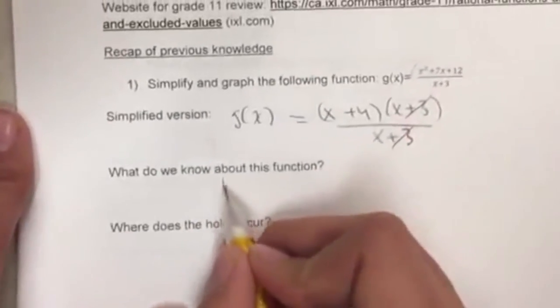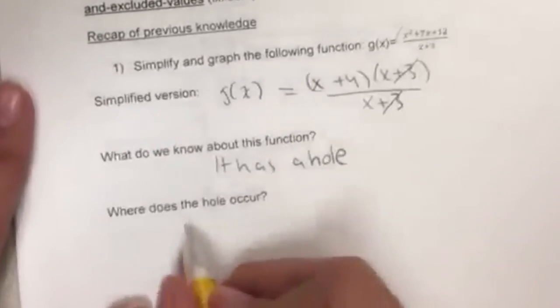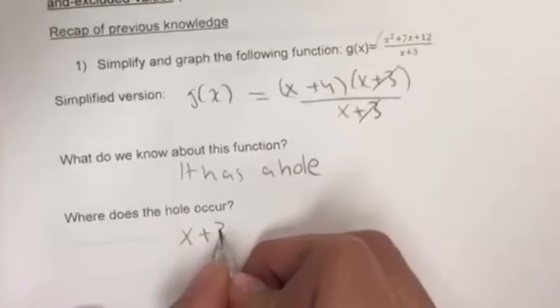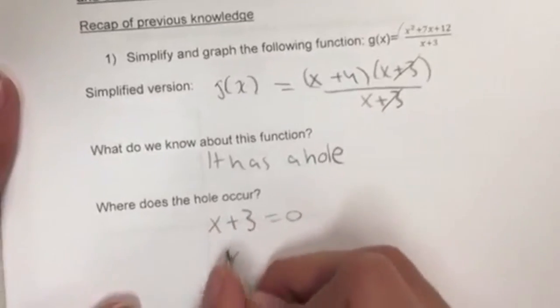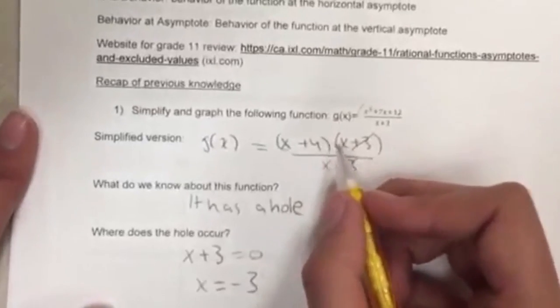So what do we know about this function? It has a hole. Sorry for my bad writing, guys. Where does the hole occur? The hole occurs when x plus 3 is 0, so x is equal to negative 3. That's when the hole occurs. What does the graph look like of this function?